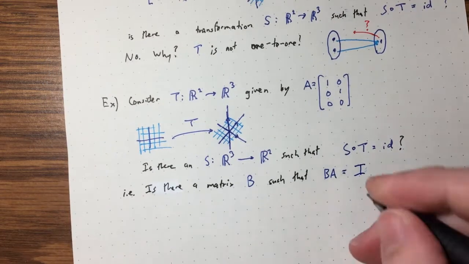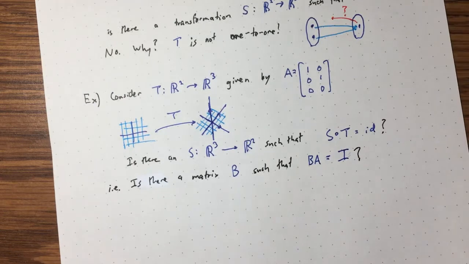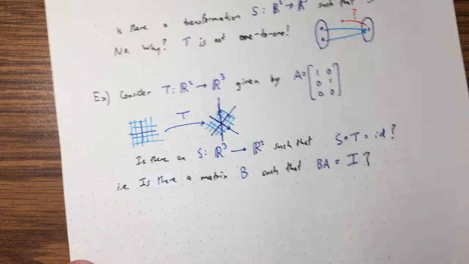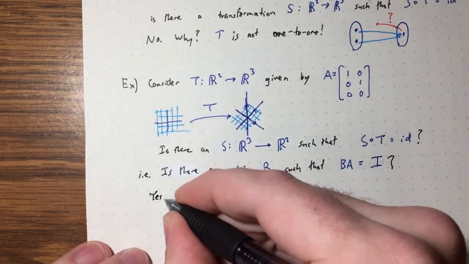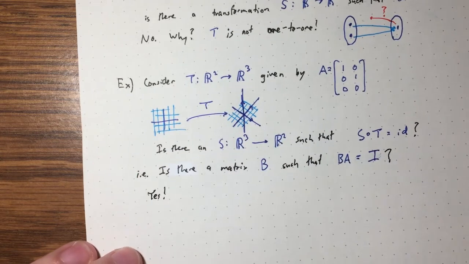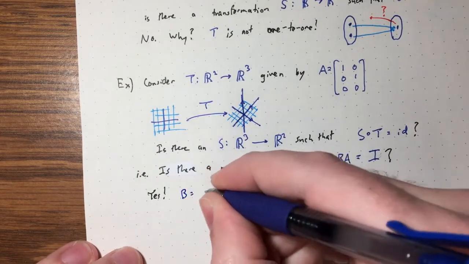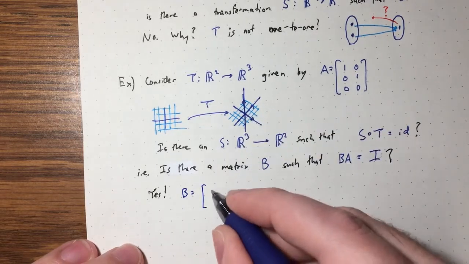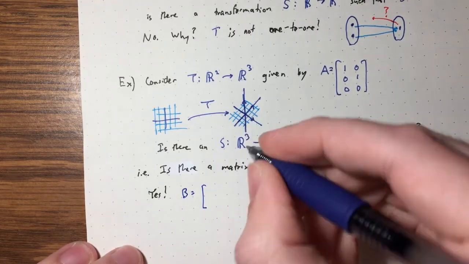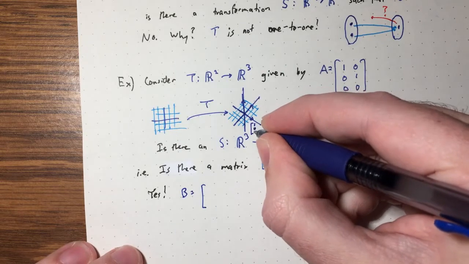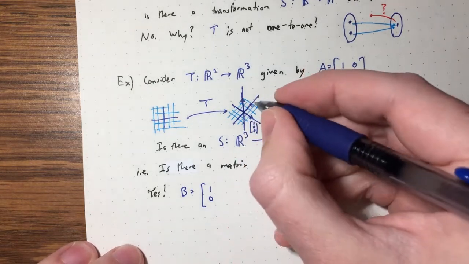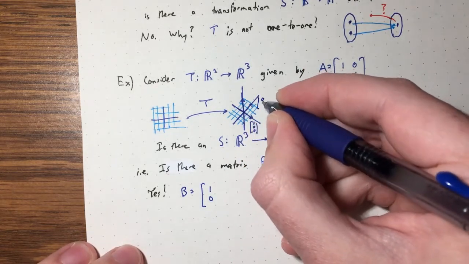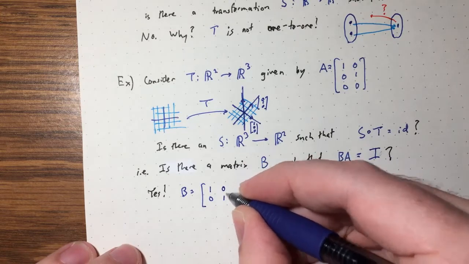Okay, so the identity matrix represents the transformation that just keeps every point where it is. Okay. And again, the answer is yes. We just sort of send this plane back to that plane. So how do I do that? Well, I have to say where I send the vector (1, 0, 0). I have to send that to (1, 0), just back to where it came from. And then I need to send the vector (0, 1, 0) to (0, 1).